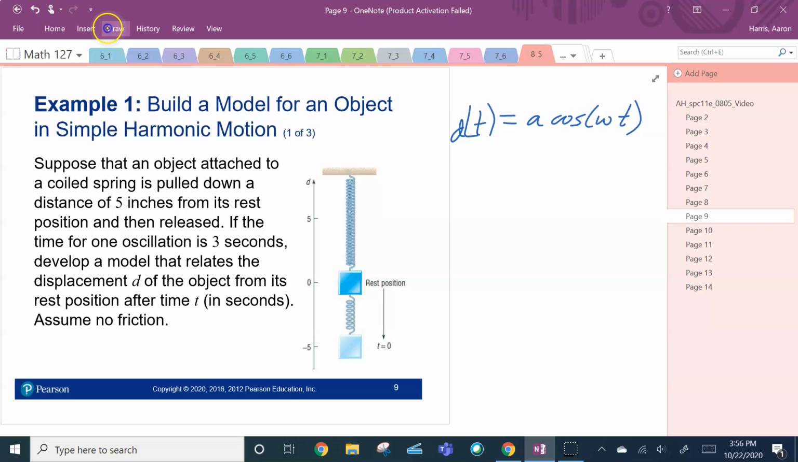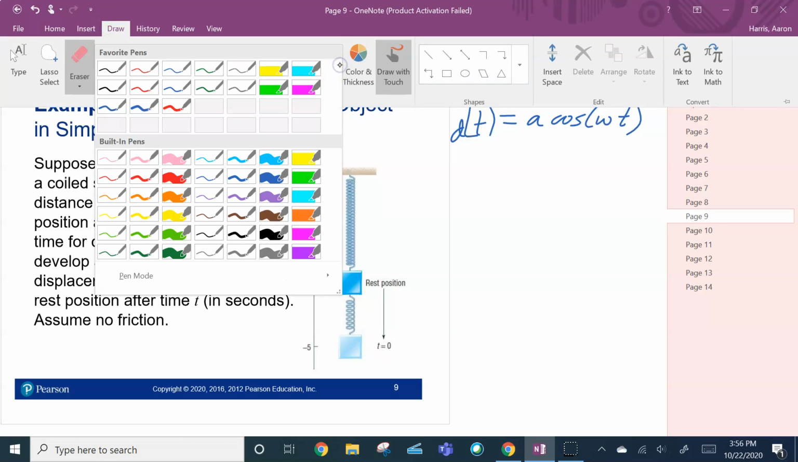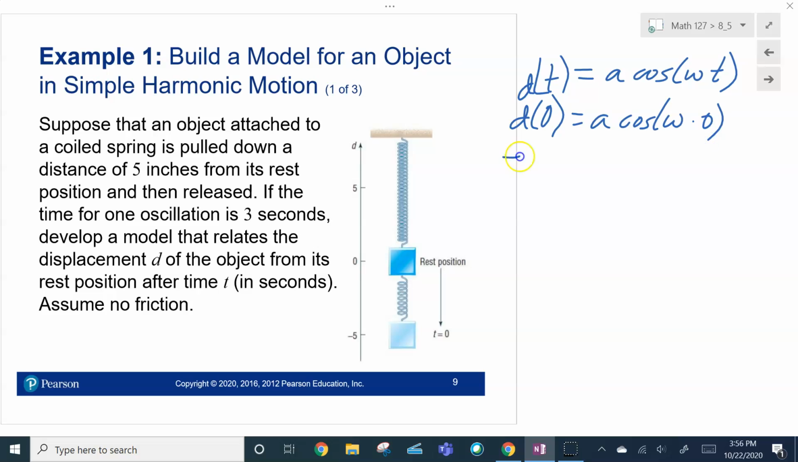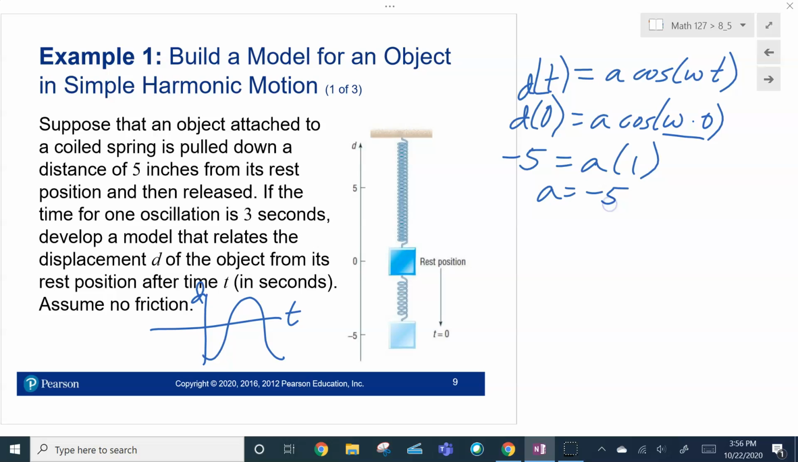So d of 0, hold on here, d of 0 times 0 is 5 inches, so it's down at -5. Remember we had this graph, right? T, d of t. Now cosine of 0 we know is 1, so we just solve for our a. Our a is -5, so there's step number 1.